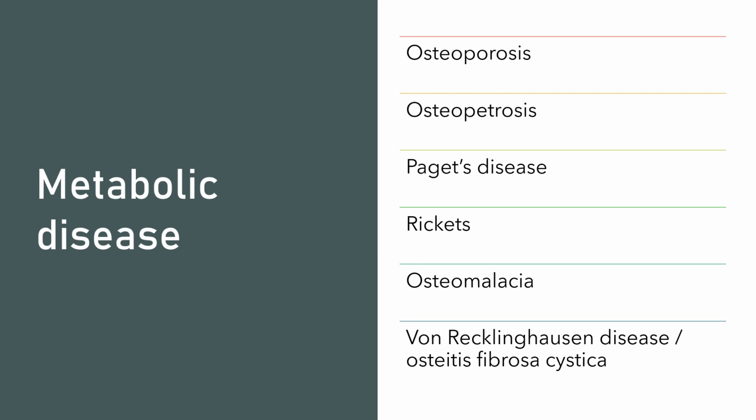And then you should know about rickets and osteomalacia. Both rickets and osteomalacia are caused by vitamin D deficiency, but rickets in children, osteomalacia in adults, that you should know. Then lastly, von Recklinghausen's disease of bone. The other name for it is osteitis fibrosa cystica, which happens because of hyperparathyroidism. One classical presentation is the radiographic feature, which is generalized loss of lamina dura.